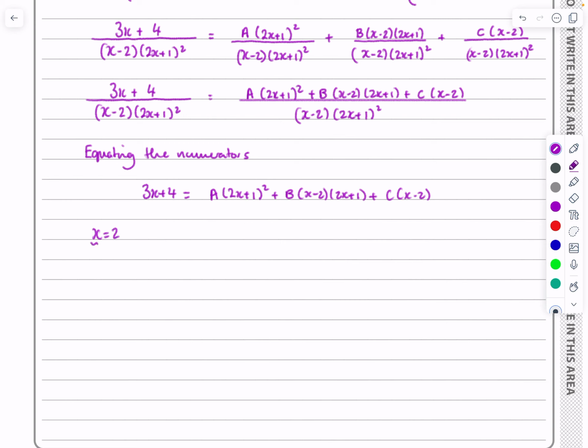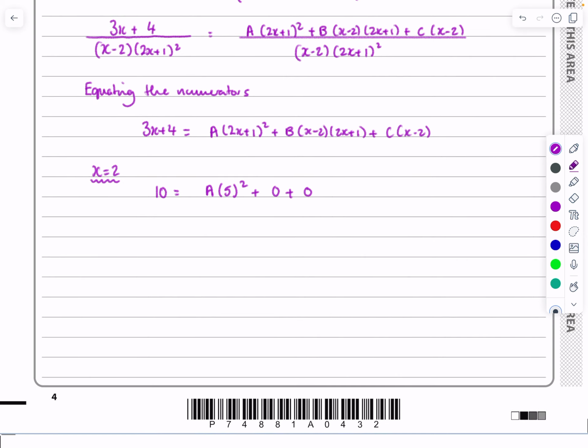I'm going to choose x equal to 2, because if x is equal to 2, that bit will be 0 and that bit will be 0, and I'll be able to work out what A is. So it's true for any values, but it's certainly true for x equals 2. So if x equals 2, I'd get 6 plus 4, that's 10, is equal to A times, putting 2 in there is going to give me 5 squared, and then these two, I'm not even going to bother doing too much calculation for that, it's just going to be 0 and 0 there. 10 is equal to 25A, so A works out to be 2/5 for that one.